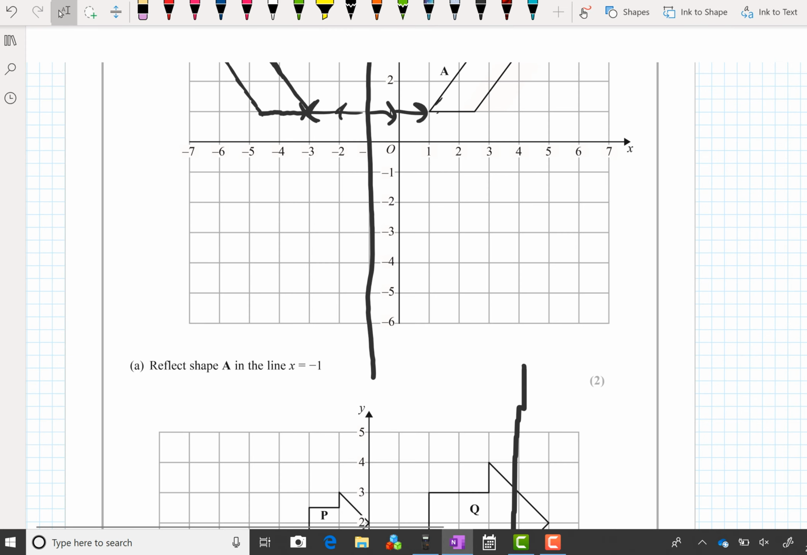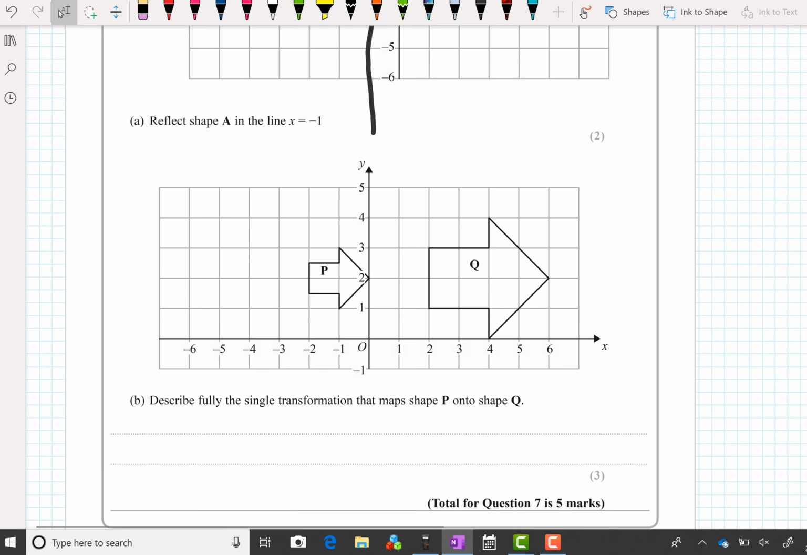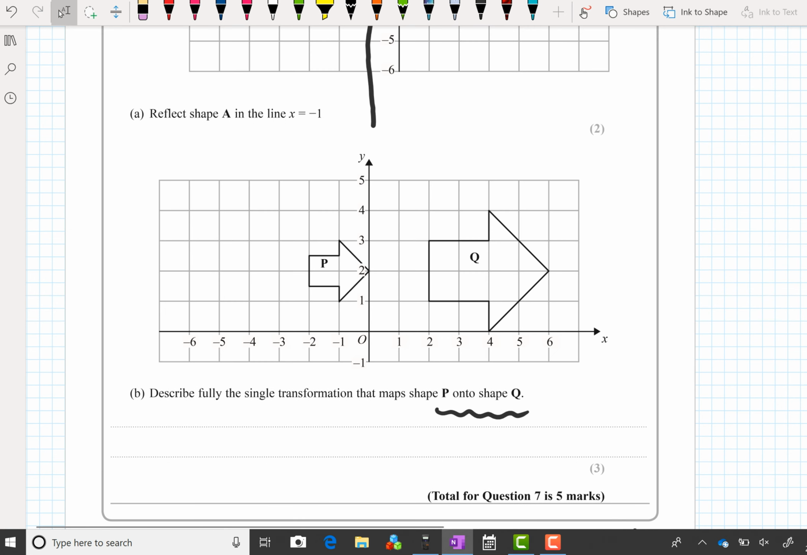Okay. Don't really know about that. Shape P onto shape Q. Right, so it's going from shape P to shape Q. It's going from small to big. It's enlarging. Even if it's going from shape Q to shape P, it's still enlarging, but it will be by a scale factor which is smaller than 1, but larger than 0.